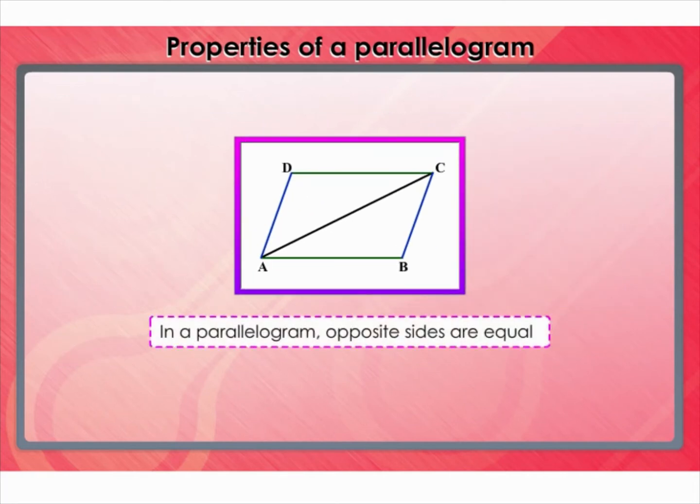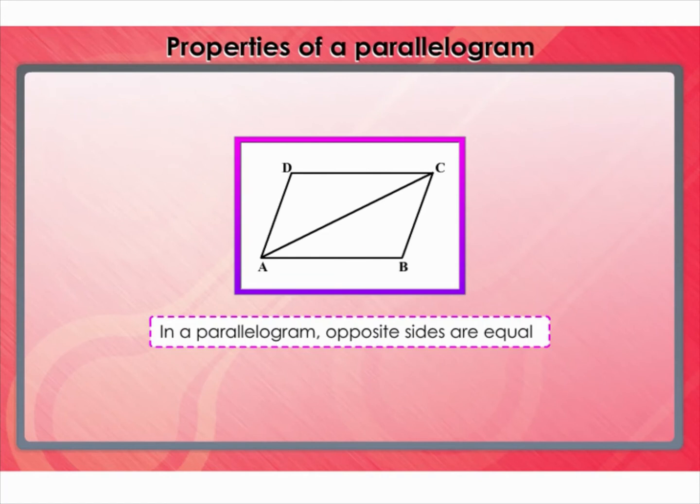Now continuing with the same parallelogram which is divided into two congruent triangles, by CPCT, we can say that the corresponding sides of the two congruent triangles are equal. That is, side AB is equal to DC and AD is equal to BC. Thus, we conclude, in a parallelogram, opposite sides are equal. This is another property of a parallelogram.